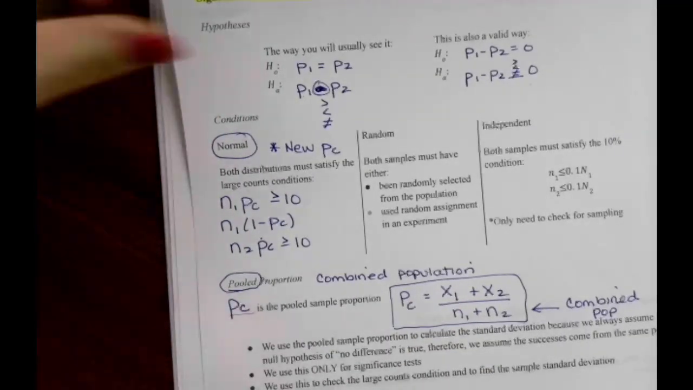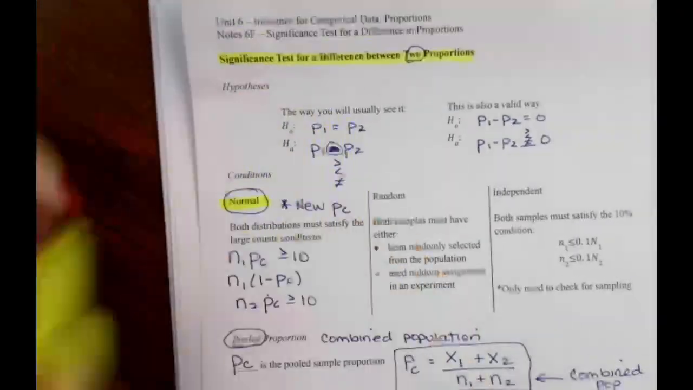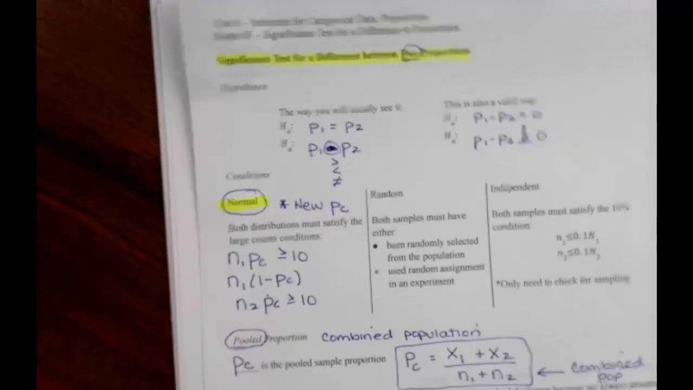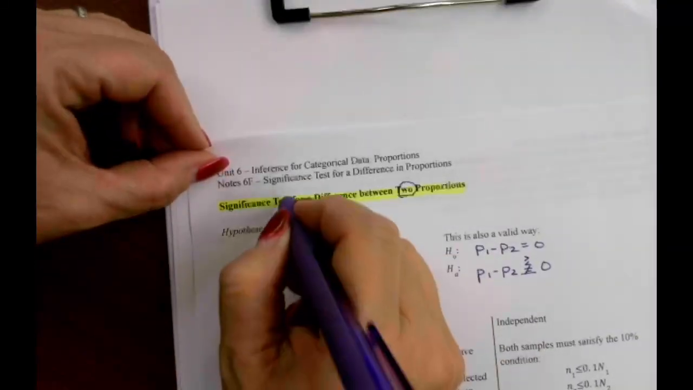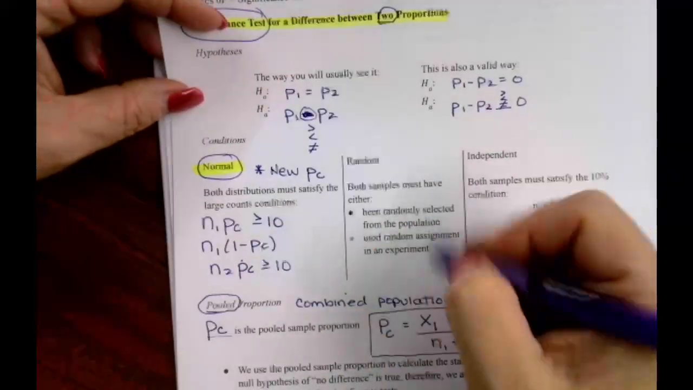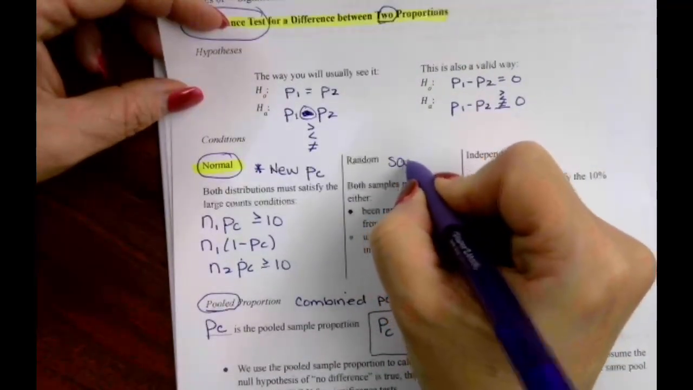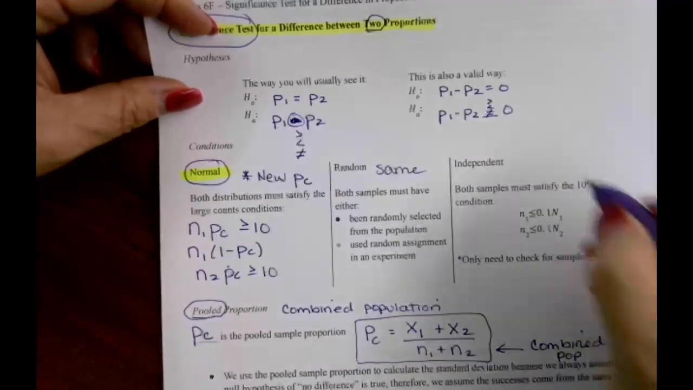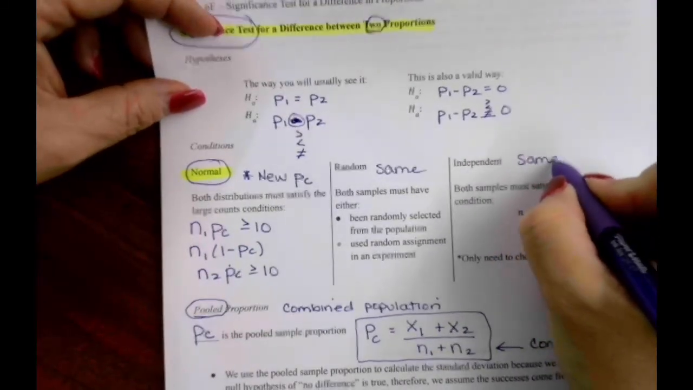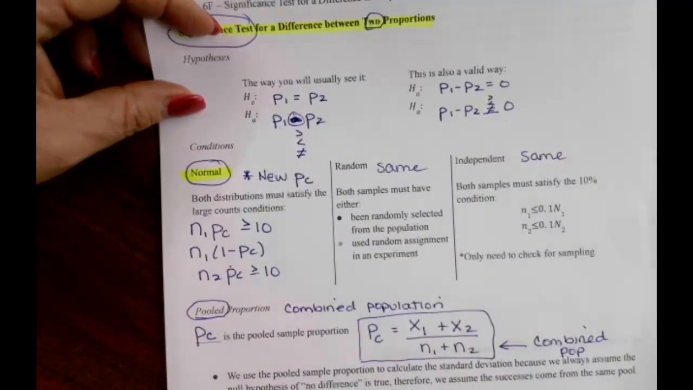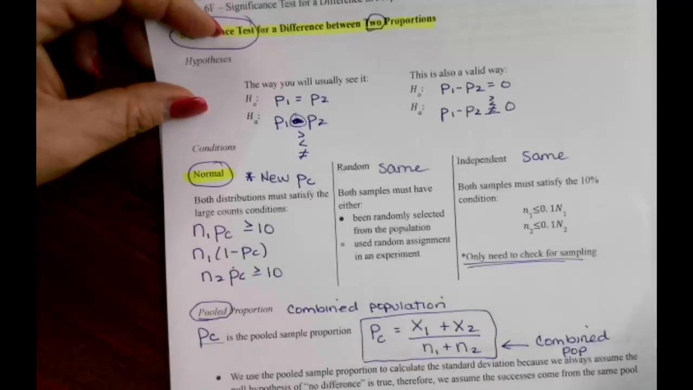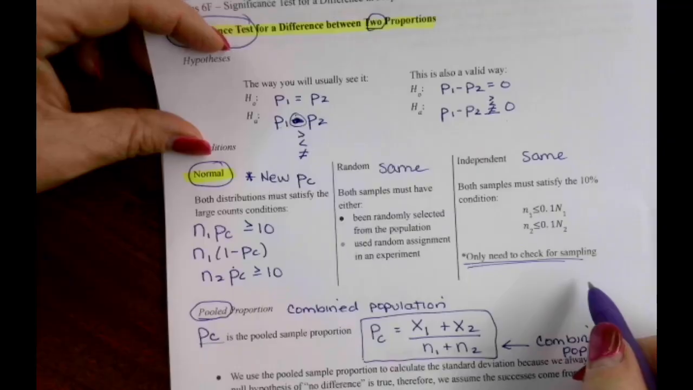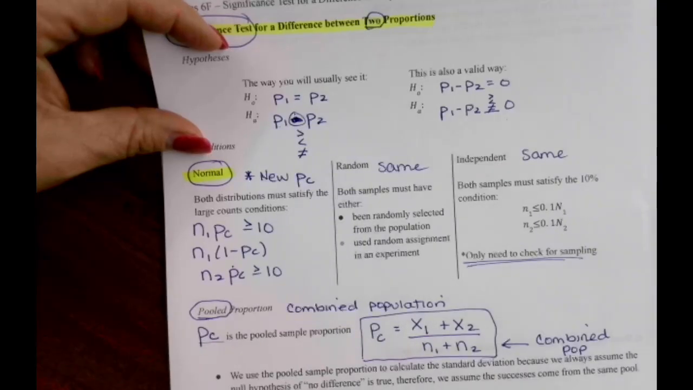I'm going to highlight this because this is something that we're going to do a little bit differently. We're not just going to take each individual sample. We only do this when we're doing a significance test. All right, so random: they both have to be random selection or random assignment. This is the same. Independence, this is also the same. We're testing one sample against the overall. And then, of course, this is important. Only check for sampling. If you check for an experiment, you would be marked off.